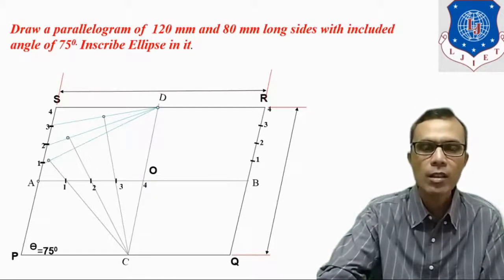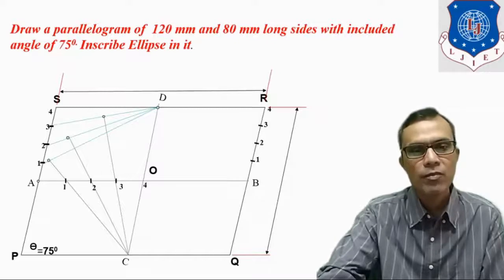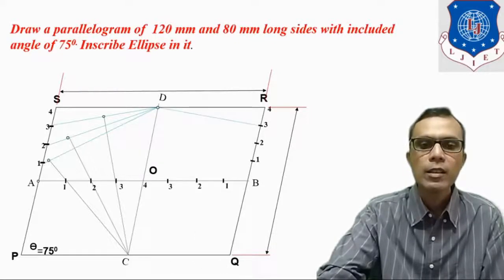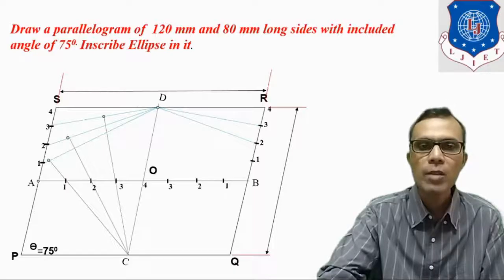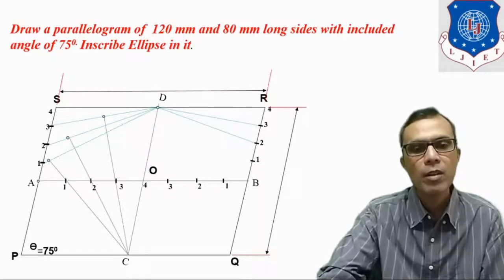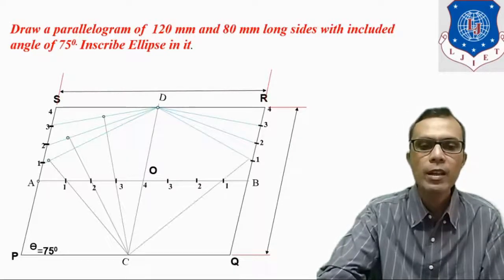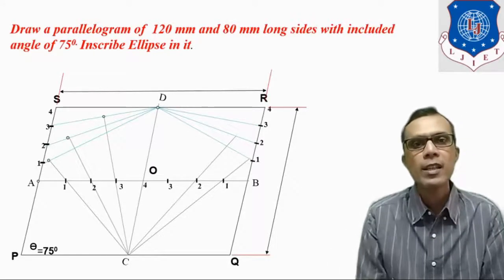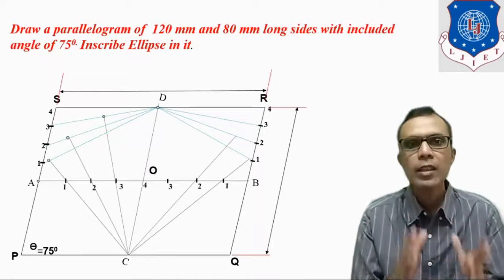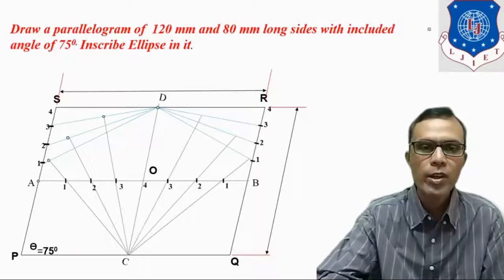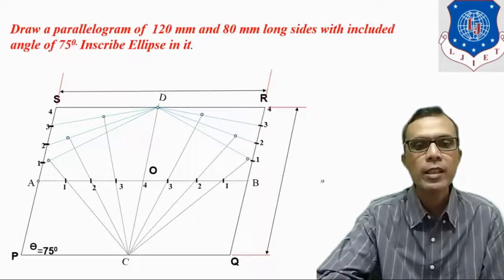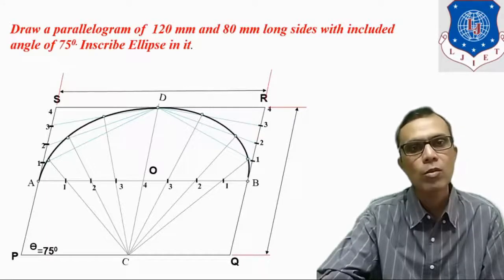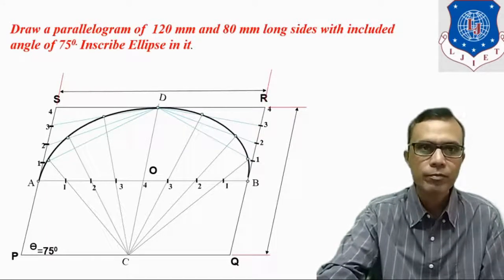For the next quarter, apply the same procedure for OB and BR and again join D point with division numbers 1, 2, 3 of the BR part, and point C we have to join with the 1, 2, 3 divisions of the OB part and extend them in the same direction till we get the intersecting points. All these points are the required points of the ellipse. Draw a smooth curve passing through all these points.